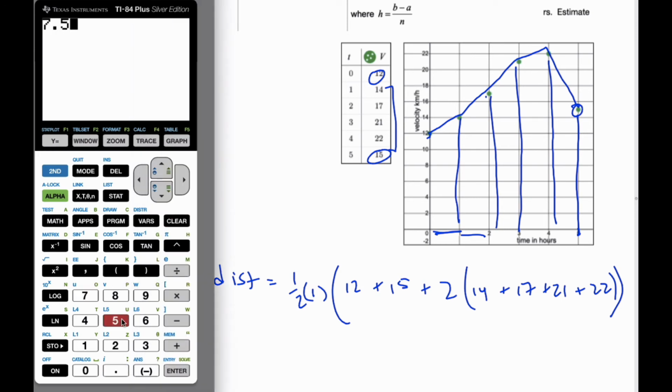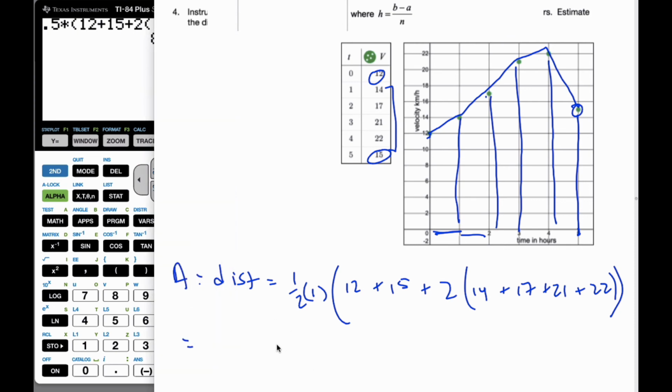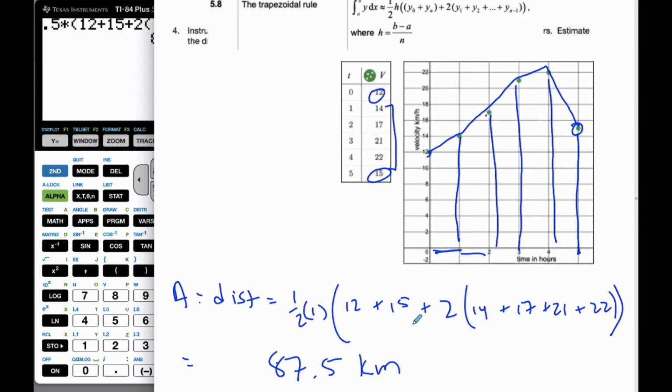And so if I go 0.5 times 12 plus 15 plus 2 times 14 plus the 17 plus the 21 plus the 22, close the parentheses up, and just double checking, I'll hit enter, we'll see what we get. And so what it says is my distance is 87.5 kilometers, approximately what I've done over the time.